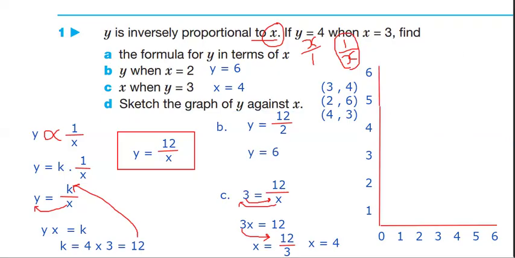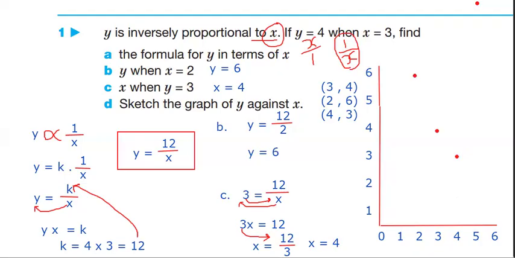Okay. Now let's plot the coordinates that we have. So the first one is 3 and 4. So 3 on the x, 4 on the y, which is over here. Next one, we have 2 and 6. And then we have 4 and 3.